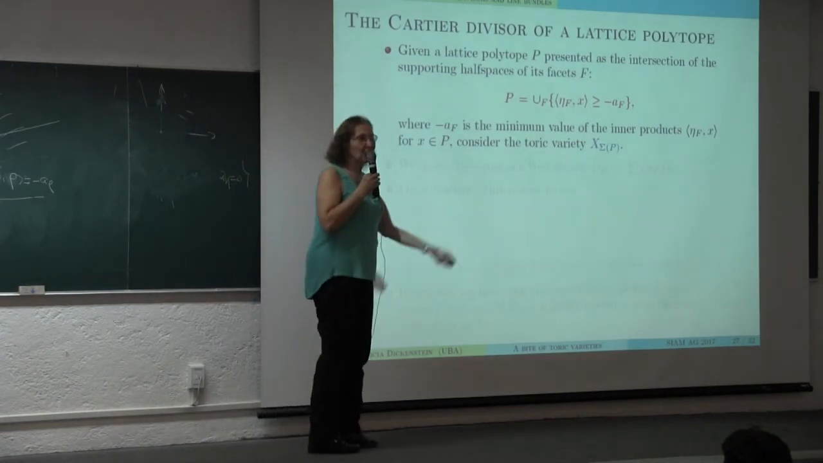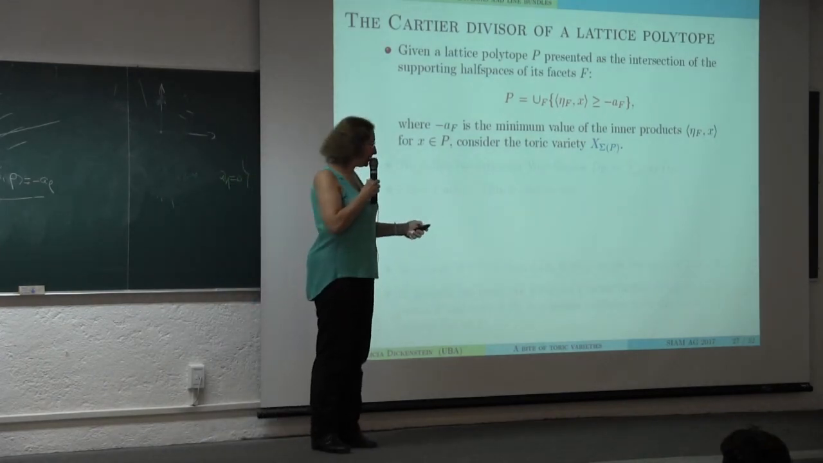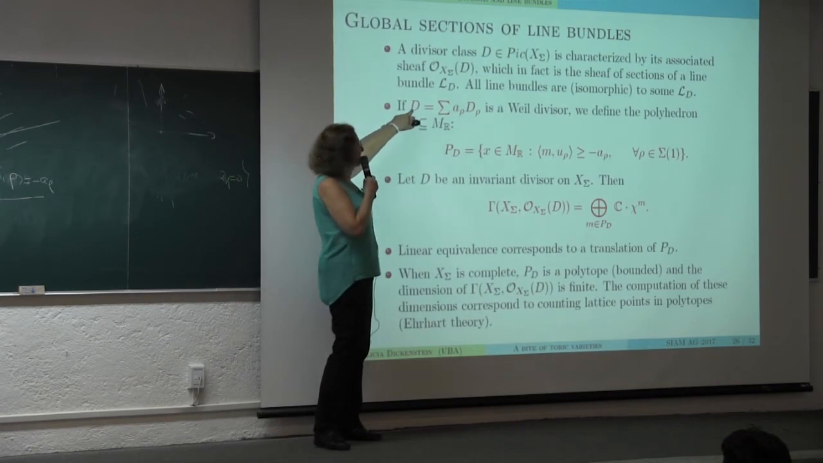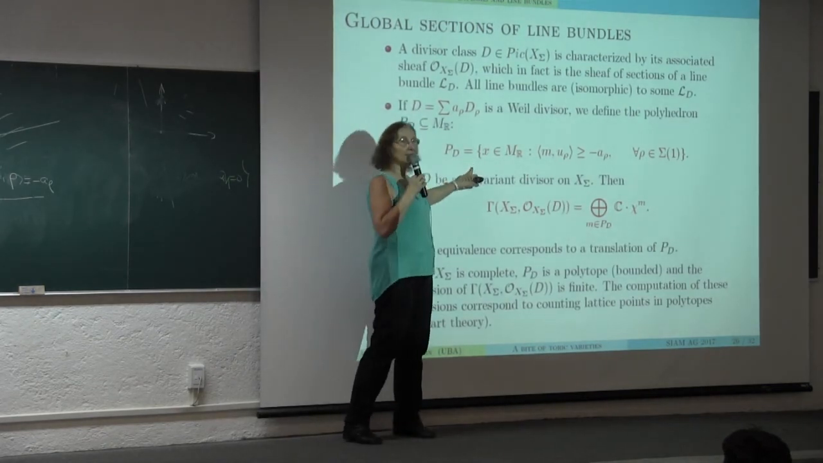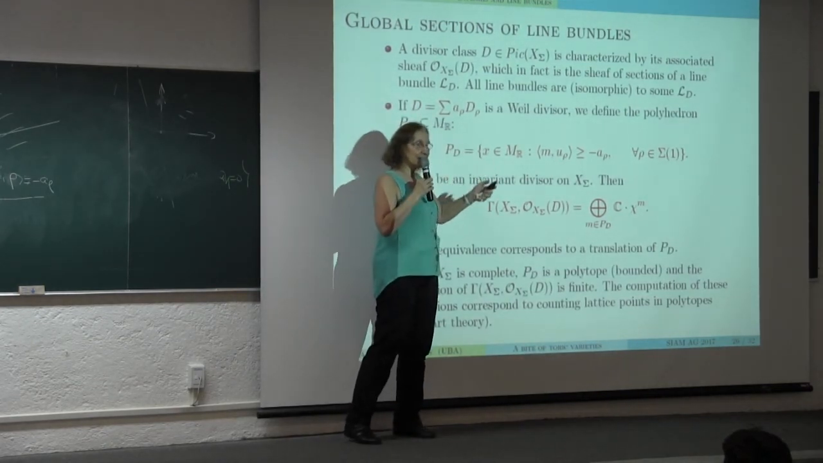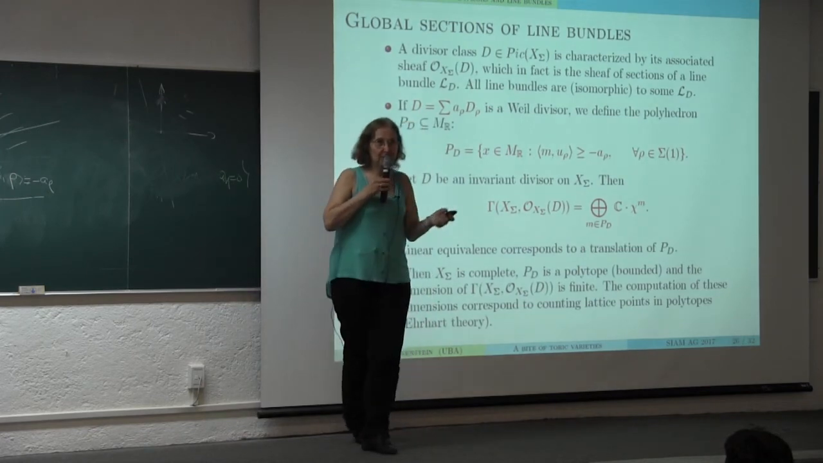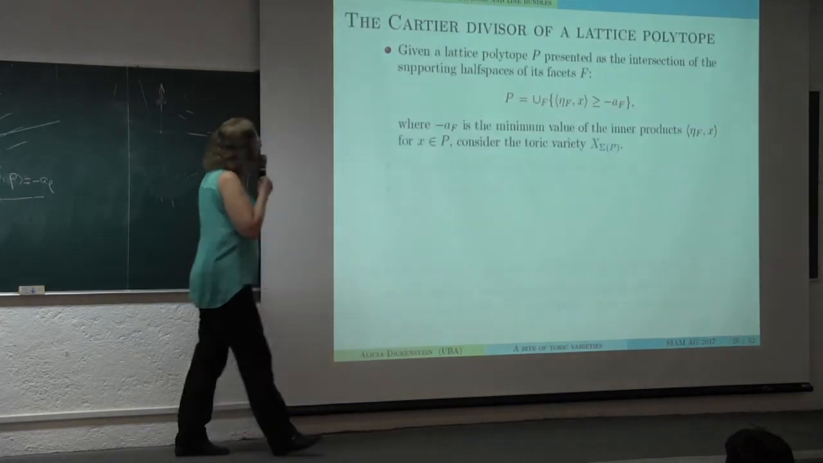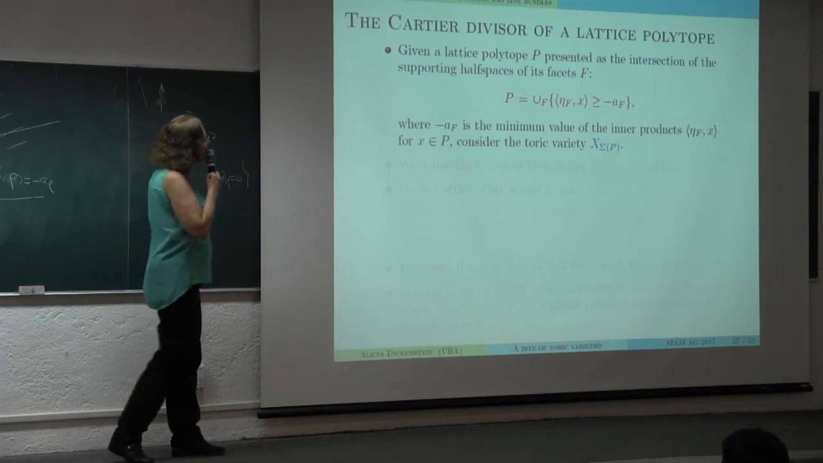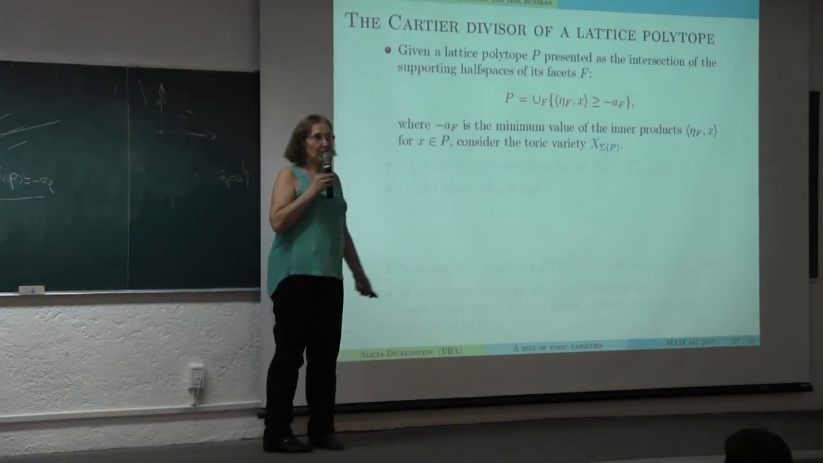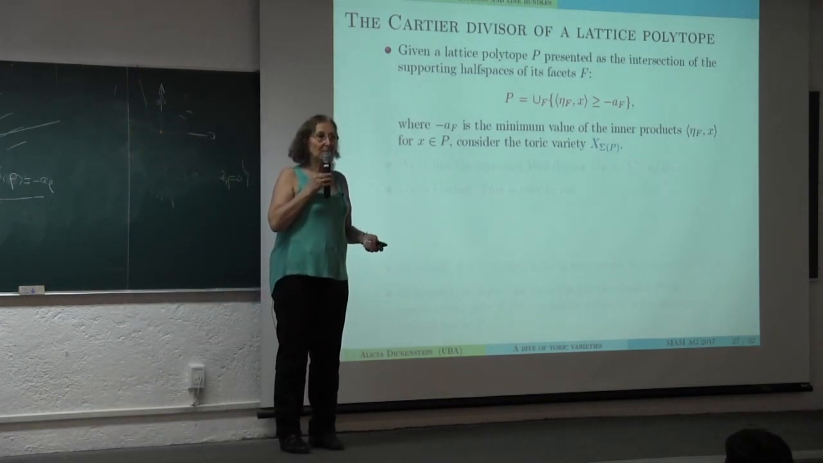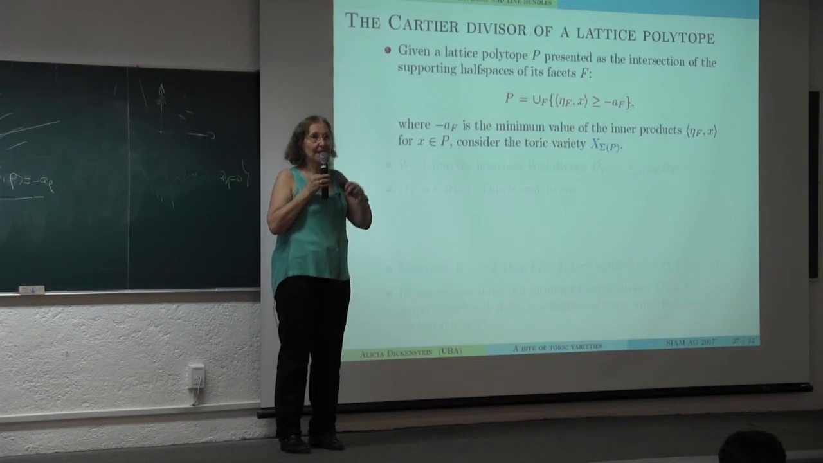Now I will start on the other side. What I tried to tell you here is that I start with the divisor and I construct this P_D. I will now go the other way. It's not backwards; I will make an inverse construction somehow. I will start with the lattice polytope. You remember that I told you if you start with the lattice polytope, there is a way of associating a fan to the lattice polytope.